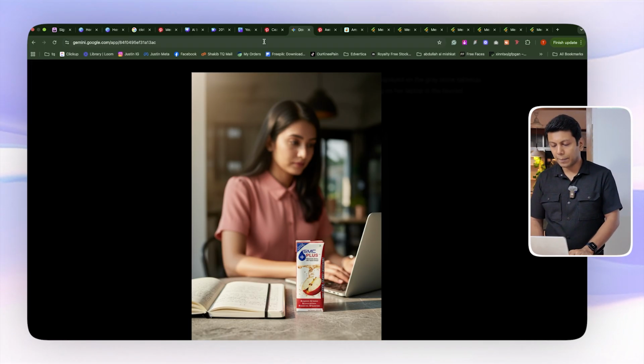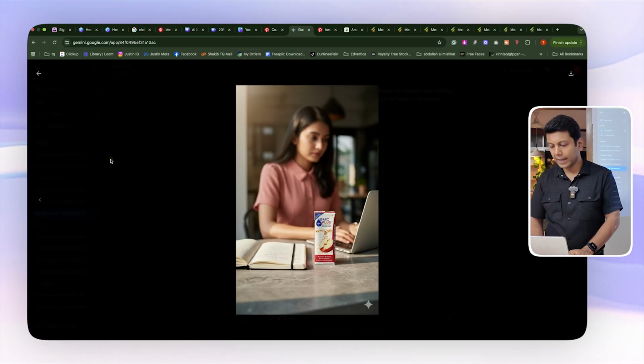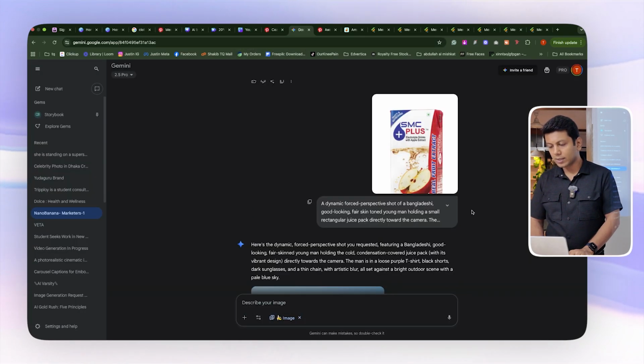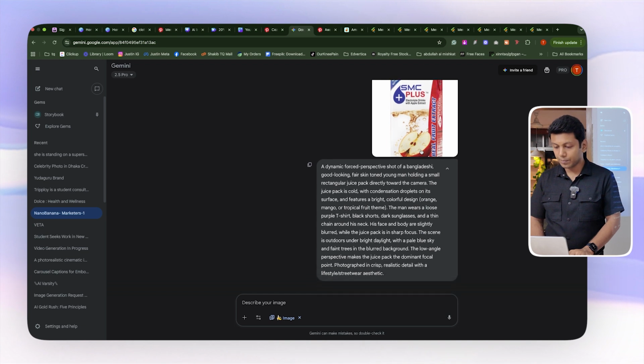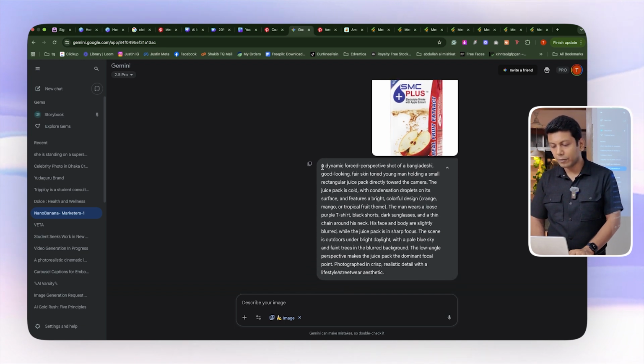So let's head back to our Gemini again and let me show you how I did that. This is the product image I uploaded again. And then this is the prompt: a dynamic forced perspective shot of a Bangladeshi, this is my country, good looking, fair skin toned young man holding a small rectangular juice pack directly toward the camera.